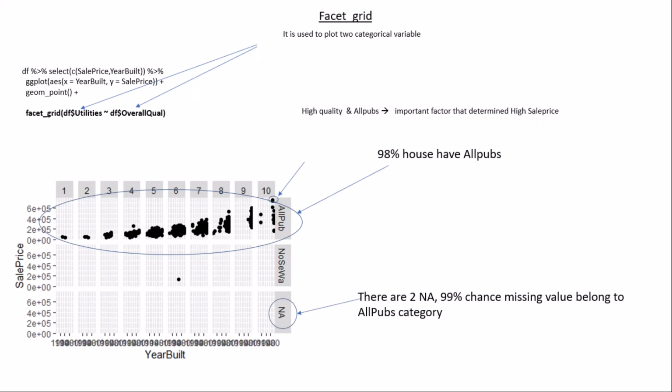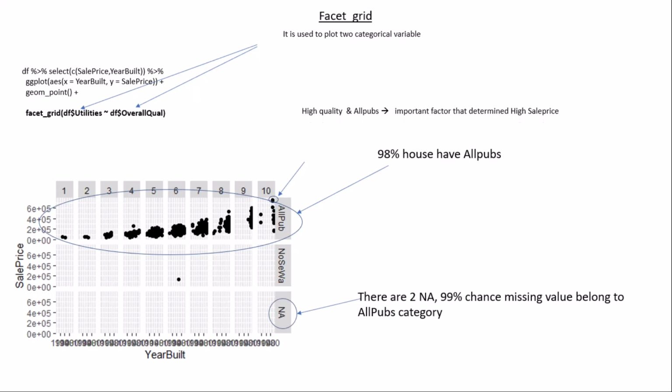And there are NAs. NA is a missing value present in the data frame, and there are two NAs. It is very obvious that 98% of houses have all the facilities available and there are two missing values, so there is a 99% chance that these missing values belong to the AllPub category. By looking at this graph, it is also helpful for replacing the missing values. There are lots of things you can do by observing the graph only.